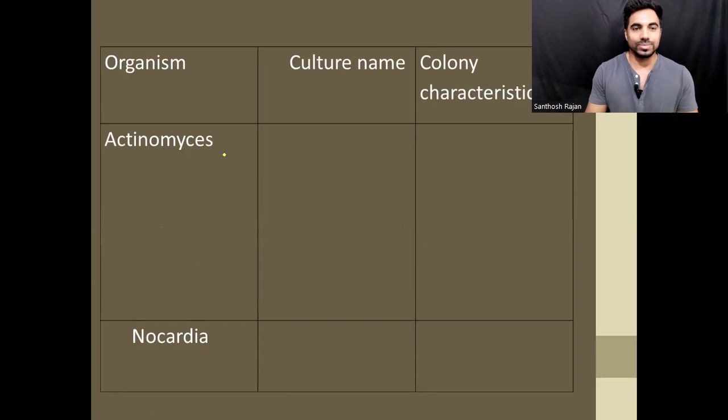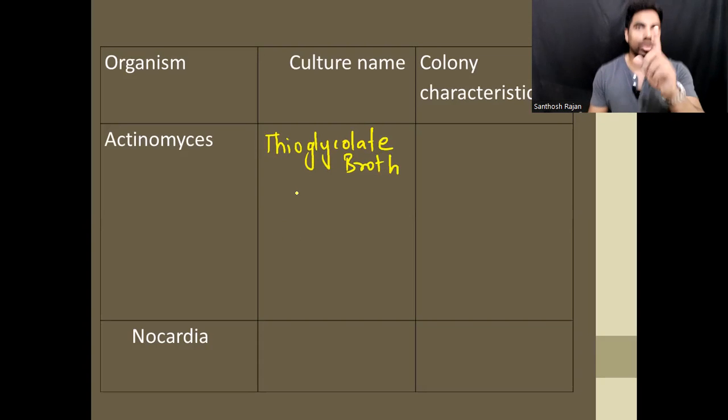Actinomyces, you know the culture name. Usually it's an anaerobe, so you know what anaerobe means. Either it's RCM media, Robertson's cooked meat media, or it is the thioglycolate broth. You know Actinomyces is thioglycolate broth. I'm not going to talk about RCM media because in Actinomyces there is nothing characteristic in RCM media, though it's an anaerobe. The other one is your BHI agar. These are the two important media where your Actinomyces grows.